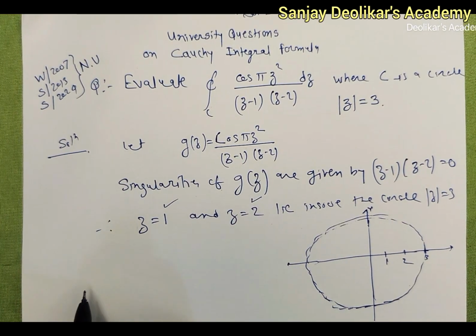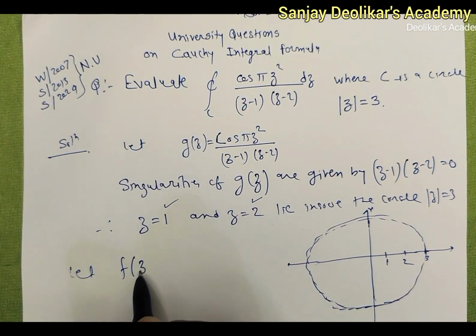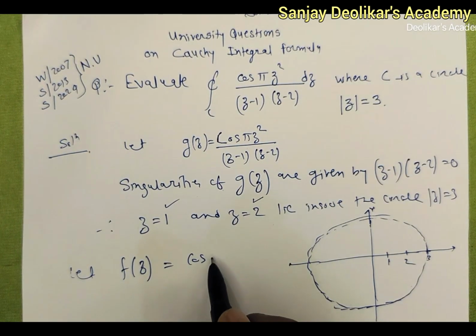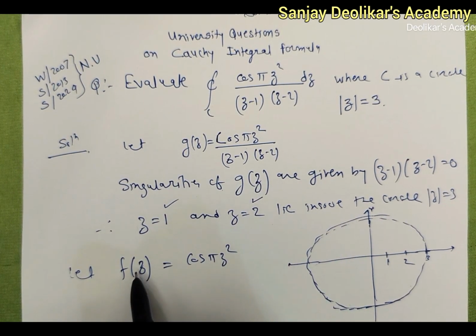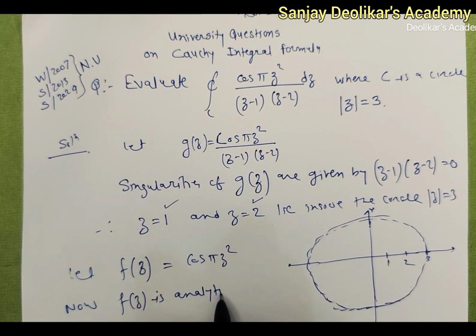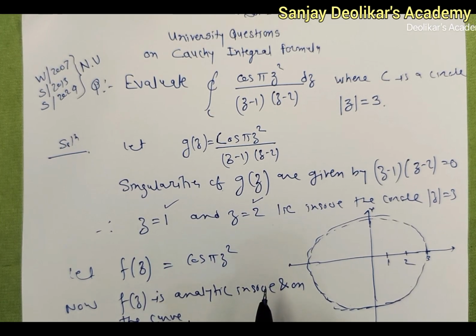Now see, let cos pi z square be denoted by f of z. Now f of z is analytic inside and on the curve C.